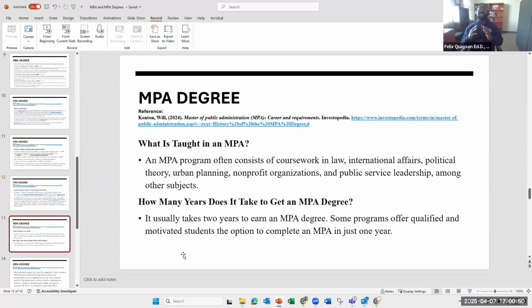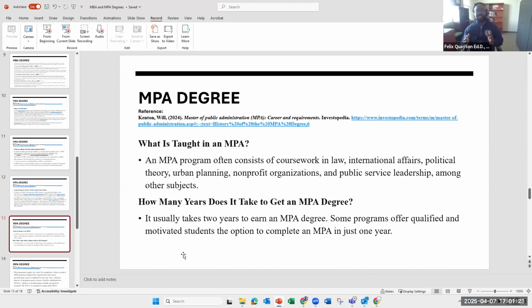Now, what is taught in an MPA? That's an interesting question. You might be wondering. An MPA program often consists of coursework in law, international affairs, political theory, urban planning and administration, nonprofit organizations, public service leadership, among others. You can find some in the financial markets, economics, public policy law, and so forth.